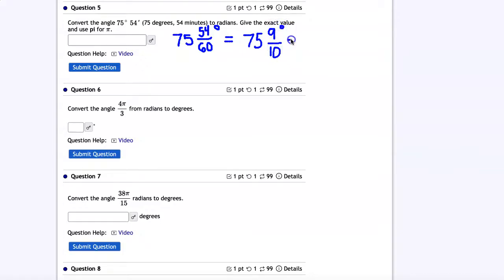Next, convert the mixed number into an improper fraction. 75 times 10 is 750 plus 9. Now we have 759 over 10 degrees. Next, use the unit multiplier that there are pi radians per 180 degrees. Next, we try to figure out how to reduce this. 759 is divisible by 3.